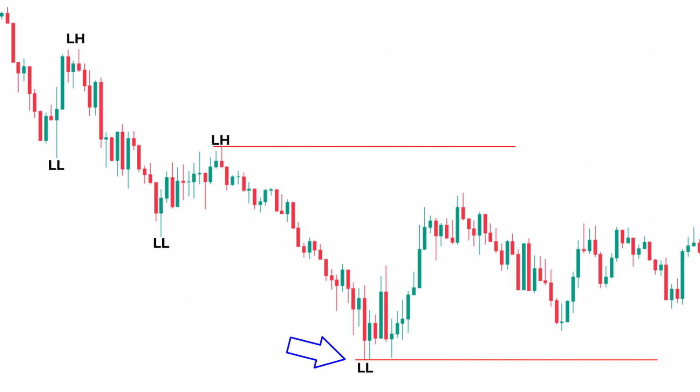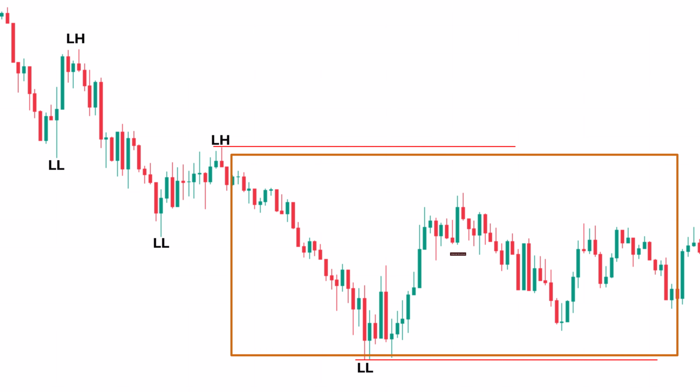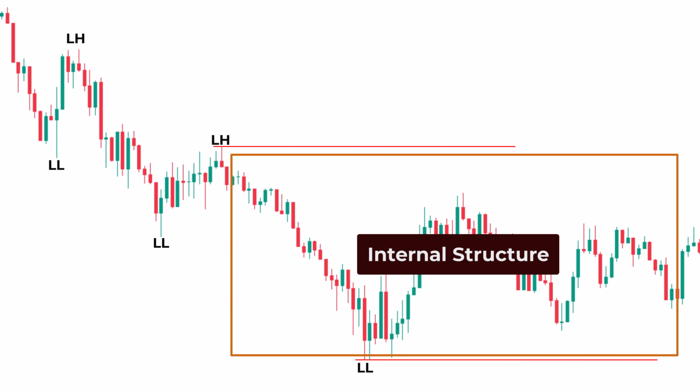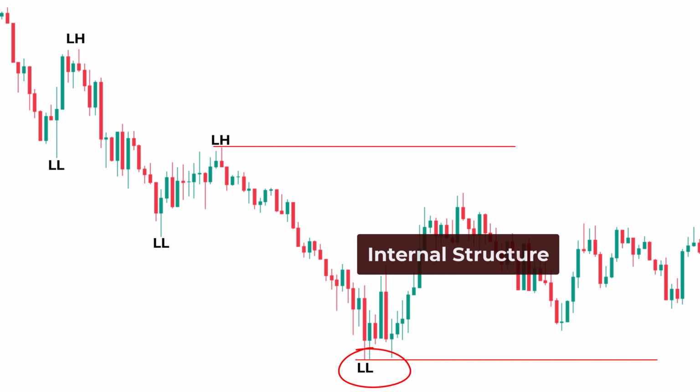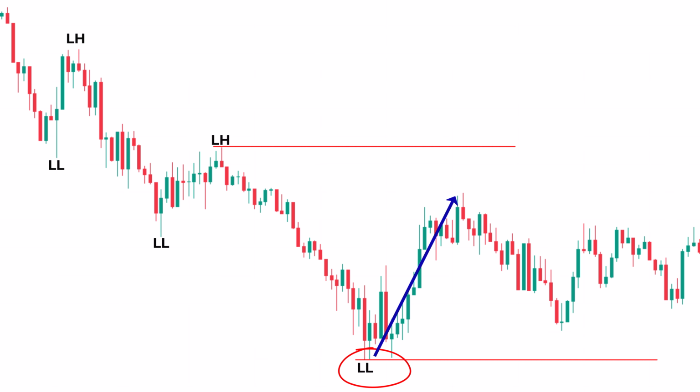Here, price makes a new lower low. So, now this lower high is confirmed. Everything happening between these two horizontal lines is internal structure. After this lowest point, price starts to move up. From an external structure perspective, a real trend change will only happen when price breaks this last confirmed lower high. Until then, everything is still internal movement.